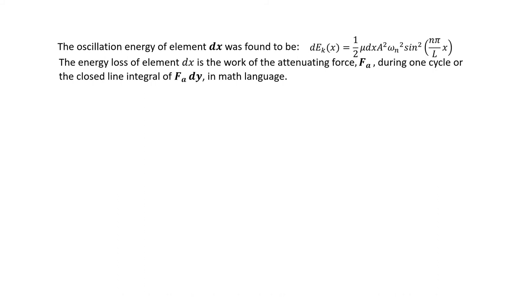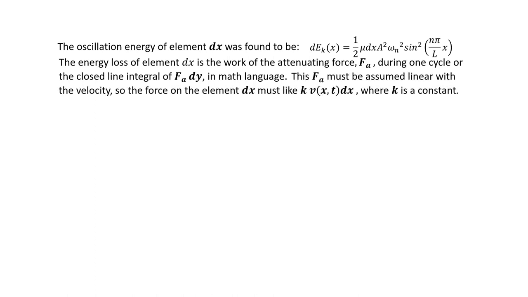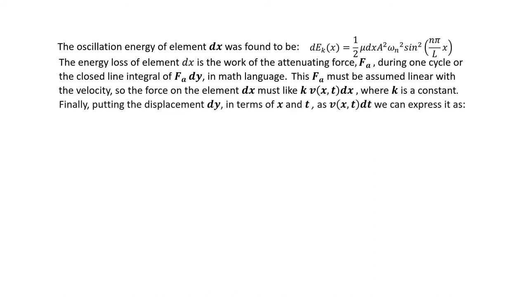Now we need the energy loss of element dx, which is the work of the attenuating force F sub A during one cycle, or the closed line integral of F sub A dy in math language. This F sub A must be assumed linear with the velocity, so the force on an element dx must be a product like k by v by dx, where k is a constant. Finally, putting the displacement dy in terms of v of x and t times dt, we can express it as this.